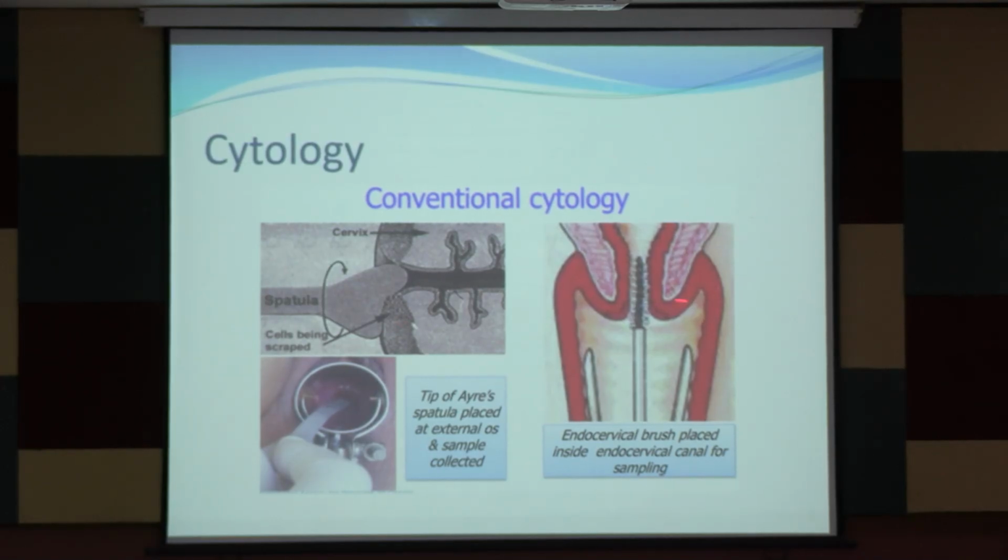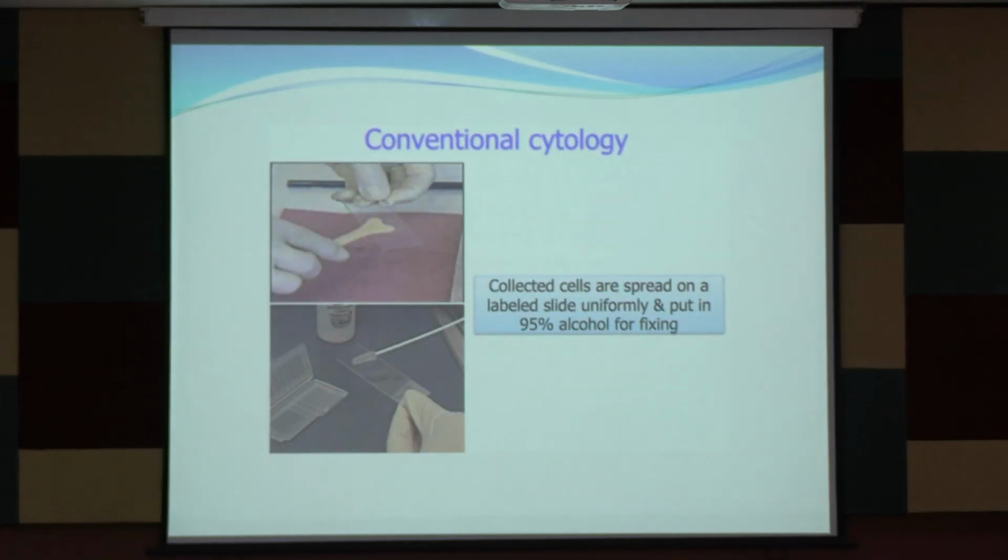We have a cytobrush also like this, which is placed within the endocervix. It helps in endocervical sampling. Sometimes when we have glandular abnormalities, then this test is important. After taking the sample, we use a slide to brush it on, and then this is fixed in 95% alcohol.